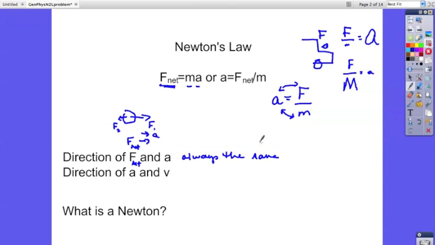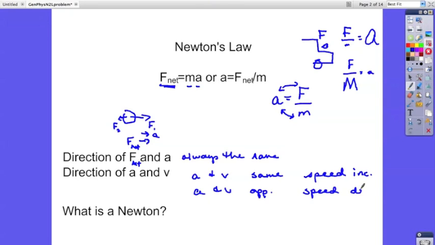Now, acceleration and velocity are not necessarily the same direction, but if the acceleration and the velocity are in the same direction, then the speed will increase. If acceleration and velocity are opposite, then the speed will decrease. An example of this would be if you're driving down the road and your velocity is in this direction.